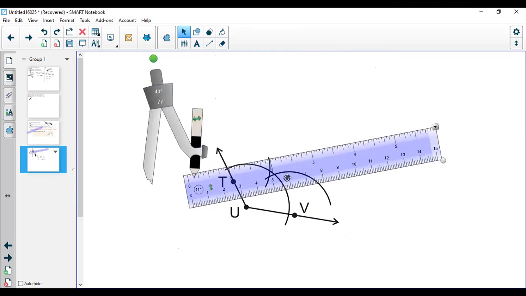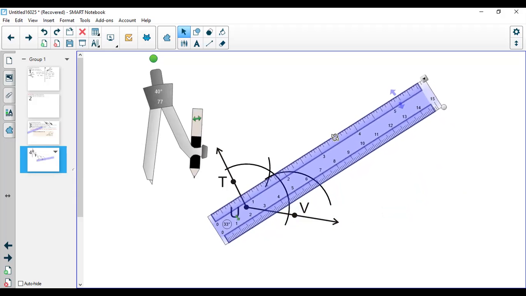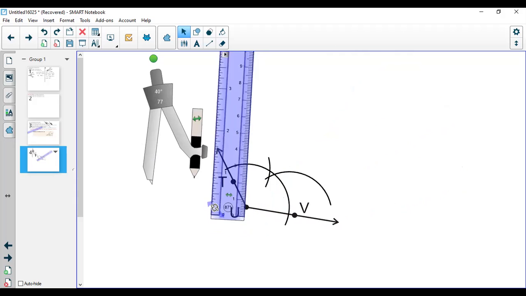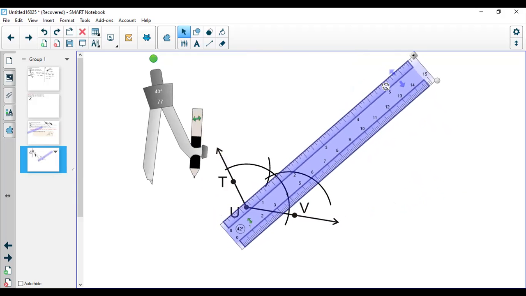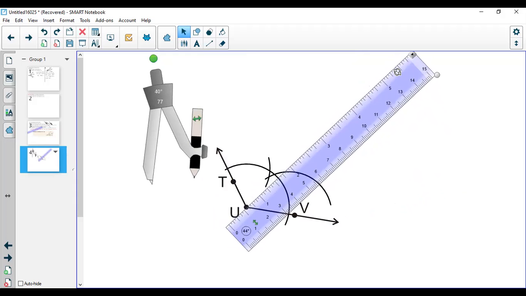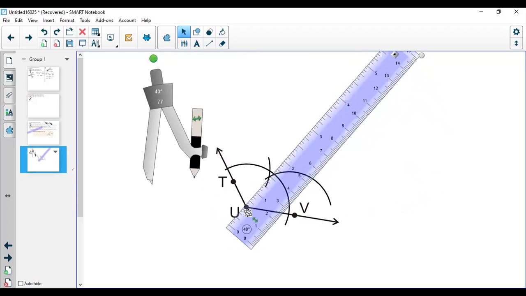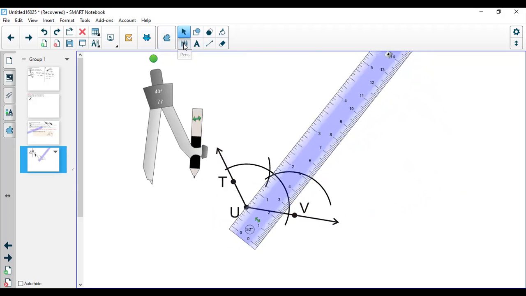Then from the vertex, you need to keep the ruler to the point where both the arcs meet. So you go like that. This is not perfect, but I'm trying my best to do it perfect. All you need to do is draw the line from the vertex through the point where both of them meet. That's all. So you're done with your angle bisector.